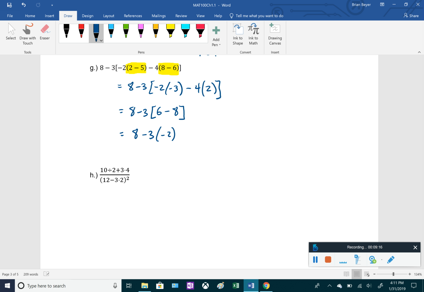So this becomes a little bit easier for us. So what I'm going to do is I'm going to leave this as subtraction. I'm going to do 8 minus 3 times negative 2 is negative 6. 8 minus negative 6 is 8 plus 6, which is 14. So you didn't have to do it that way. You could have recognized negative 3 times negative 2, so that would give us plus 6, but either way you should get to the right answer.